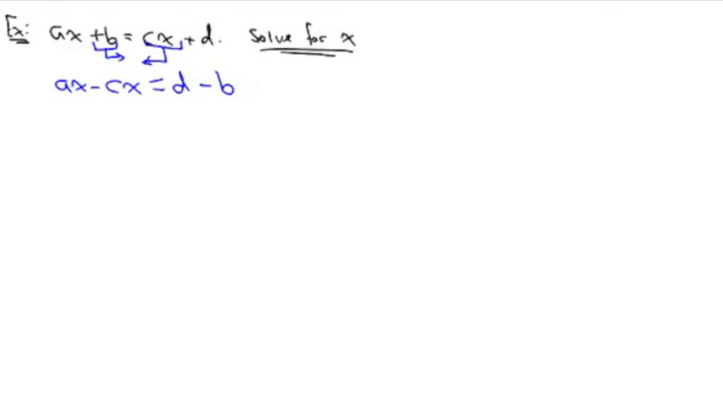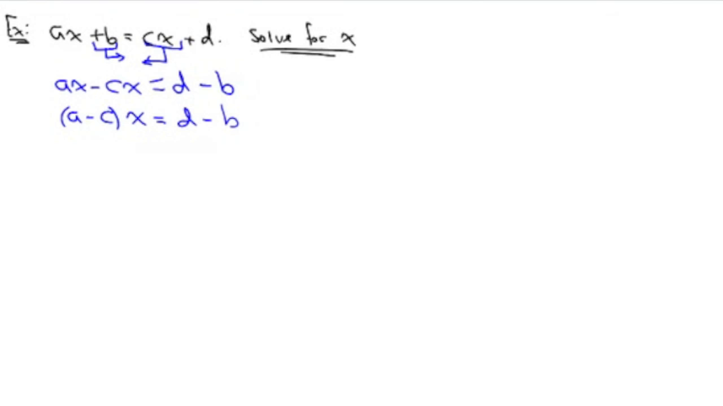X times parentheses a minus c. So it's the quantity a minus c. I always put my variable last. d minus b. Factor it out. Distributive property backwards. Anti-distribute, whatever you want to call it. But technically, the shortcut name is combine like terms.